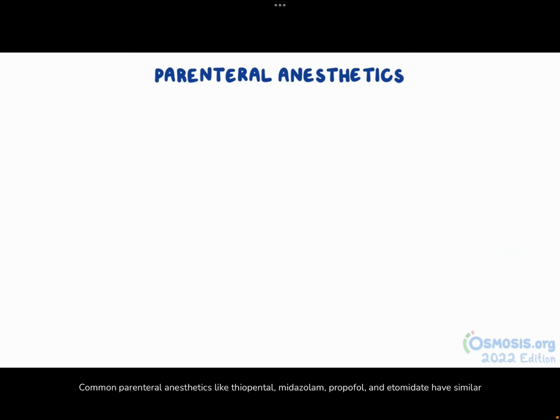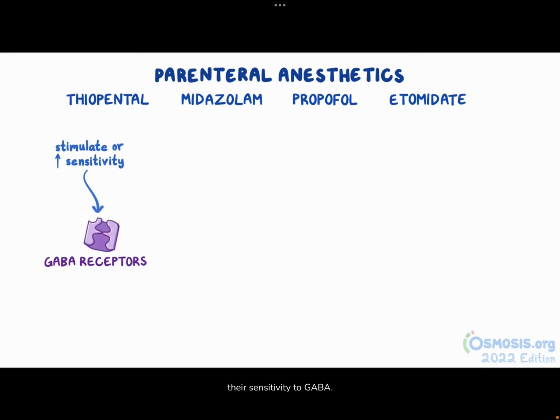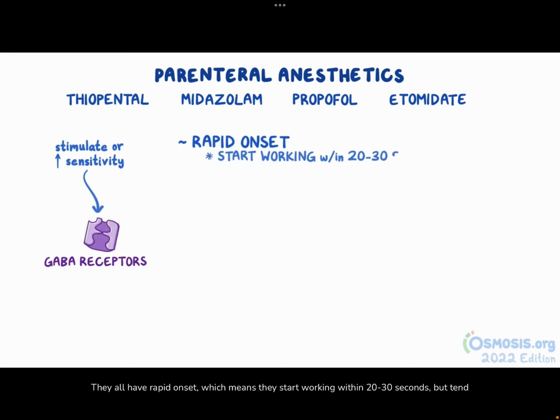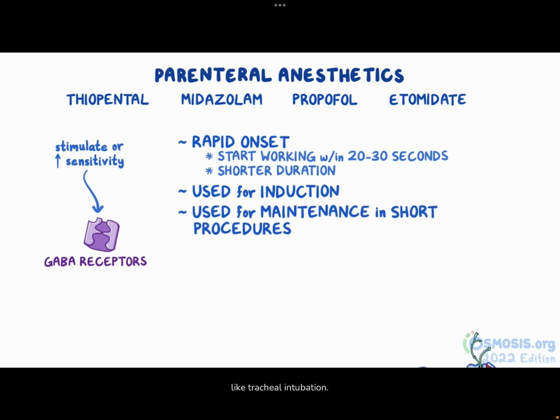Common parenteral anesthetics like thiopental, midazolam, propofol, and etomidate have similar properties as well as mechanisms of action, mainly stimulating GABA receptors or increasing their sensitivity to GABA. They all have rapid onset, which means they start working within 20 to 30 seconds, but tend to have a shorter duration. So, they're commonly used for induction of anesthesia and maintenance in short procedures, like tracheal intubation.